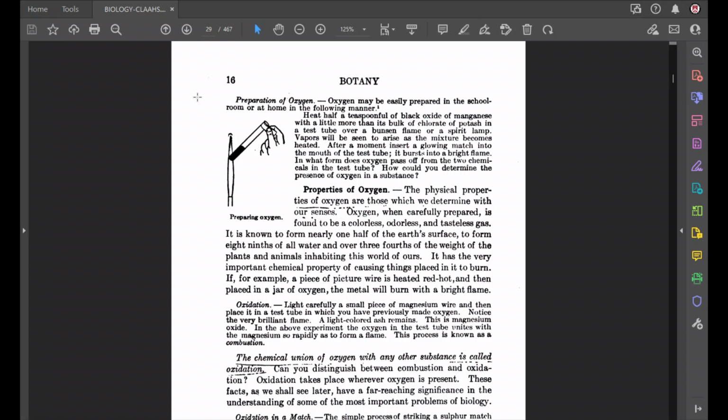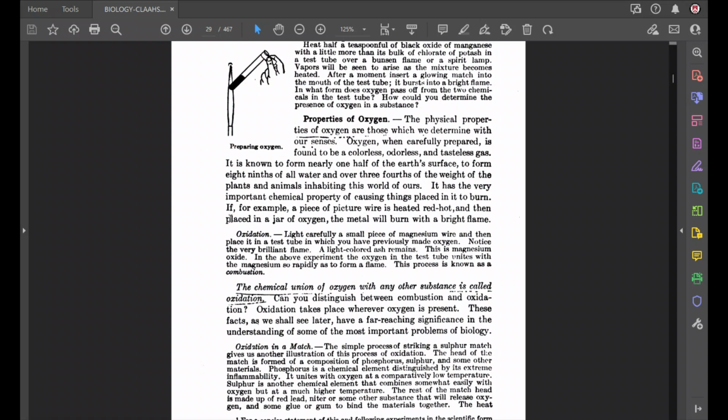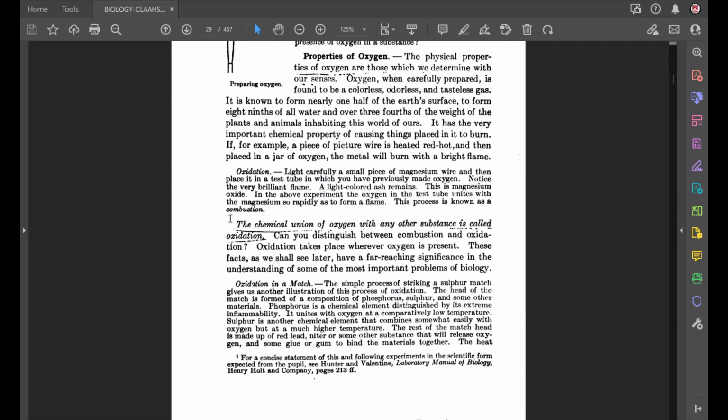We're presented next in our textbook with a third experiment, one that you're all familiar with. If you light and burn a match, you experience oxidation. Realize experiment doesn't necessarily mean something formal and set up in a laboratory. It just means an observation. You prepare and carry out some observation. Oxidation in a match. The simple process of striking a sulfur match.